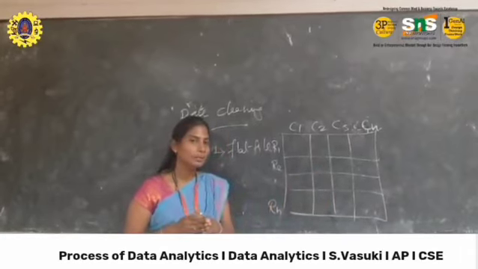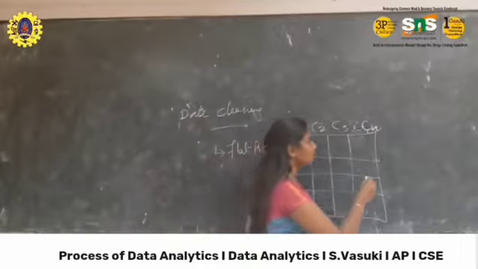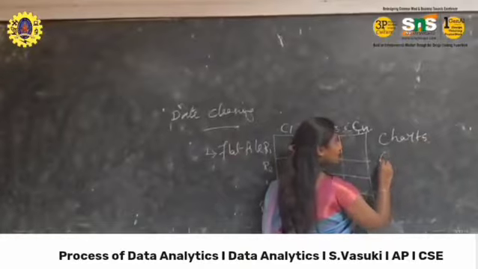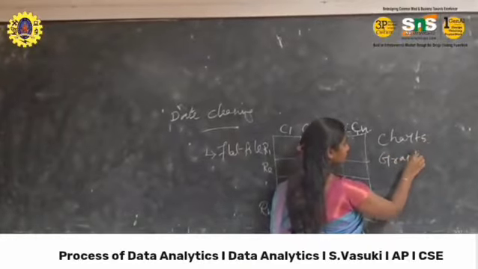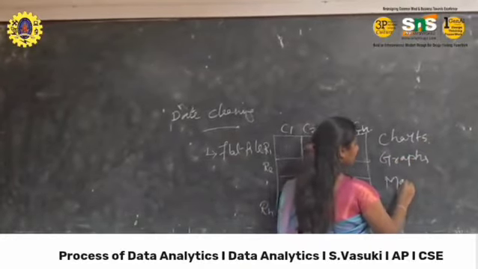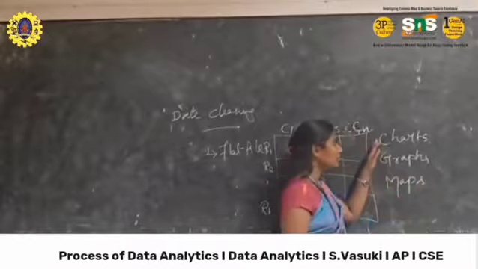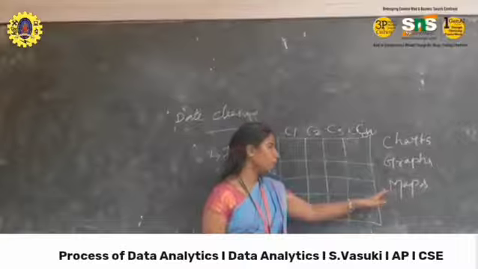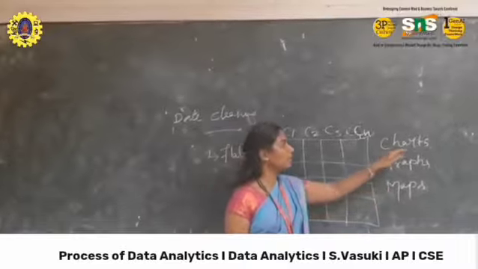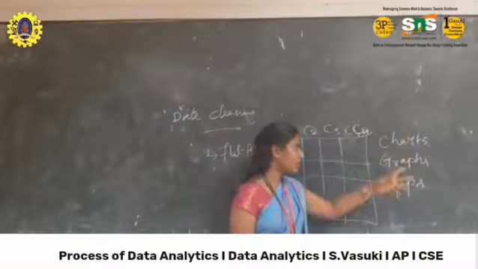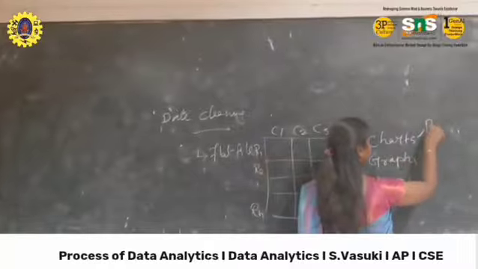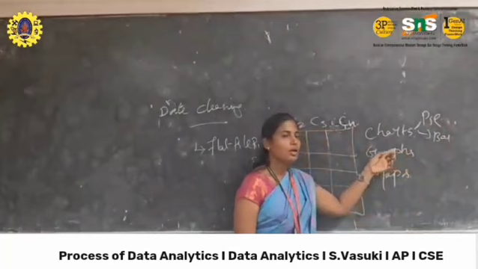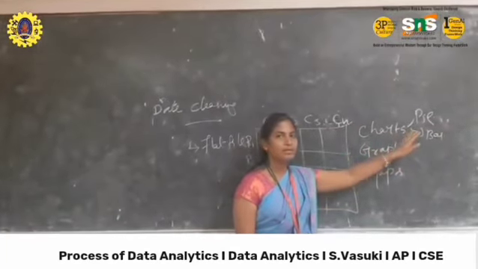The pictorial representation may be present in charts or graphs or maps. These are the major analytical reports in pictorial representation. It may contain a variety of charts. It may contain a pie chart or bar chart, column chart, stack chart. Likewise it may be present in different varieties of chart.